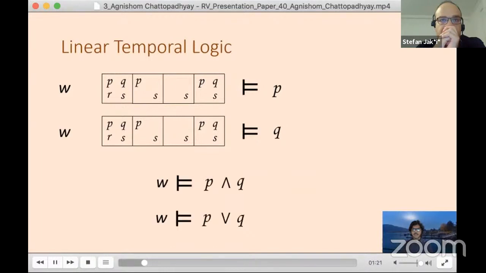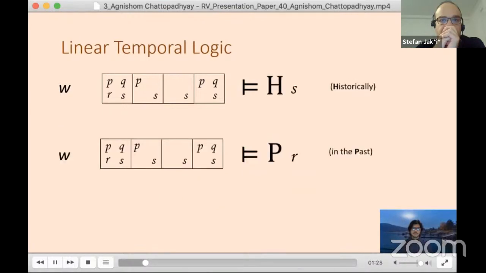Boolean connectives and, or are interpreted in their usual way. We say historically S to indicate that S is true in every valuation of the trace. Similarly, we say R since S if S was true in some valuation of the trace and R has held since then. We use the abbreviations H and P to refer to these modalities.